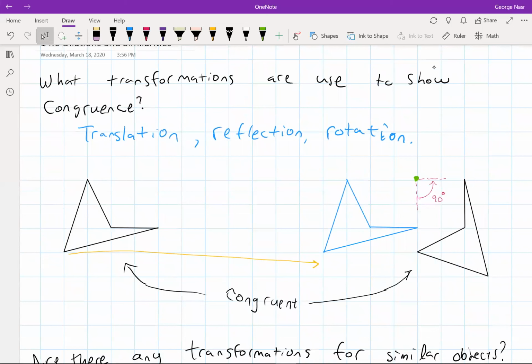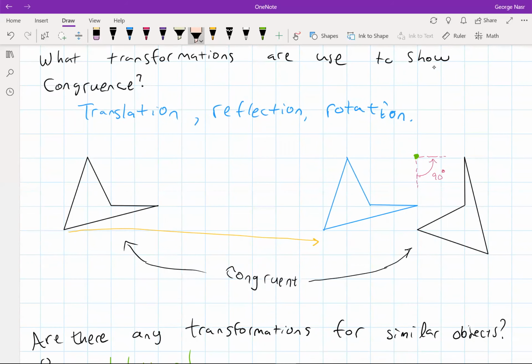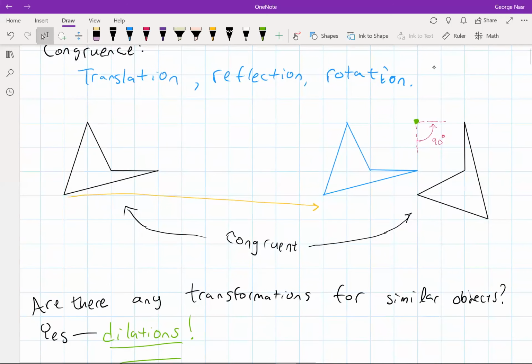So even though we have a notion of congruence being that these two shapes are the same, we were able to use our transformations to argue it mathematically. My question is the same for similarities. We have a way to detect if two shapes are congruent using transformations. Can we do that with objects that are similar? The answer is yes, but we have to add a new transformation called dilations.